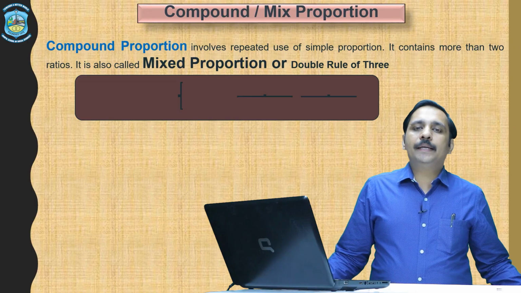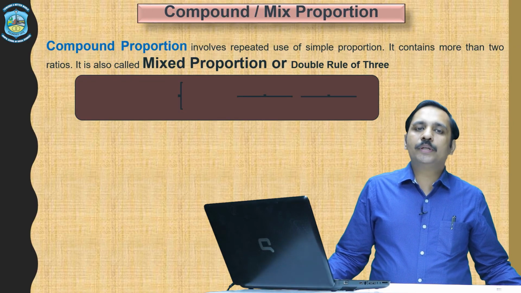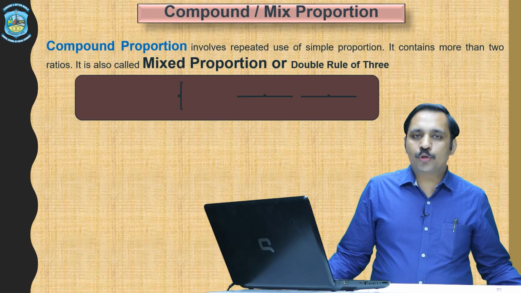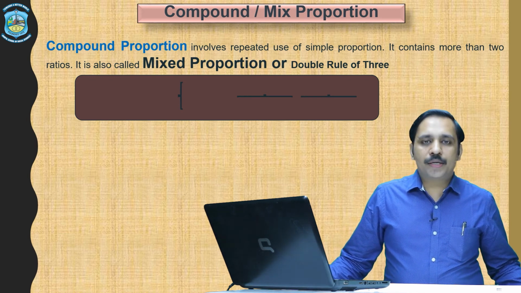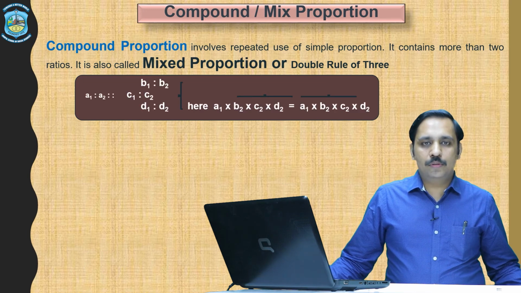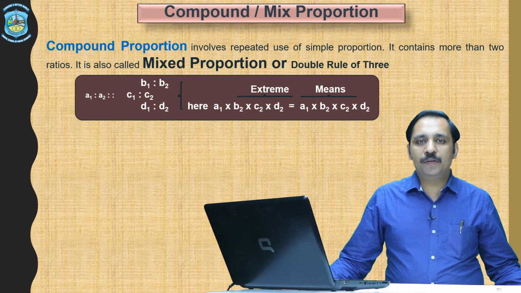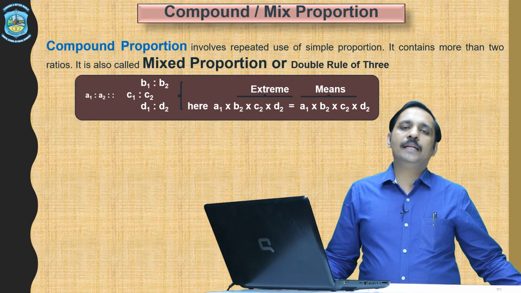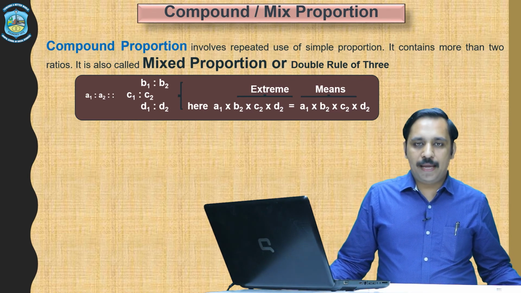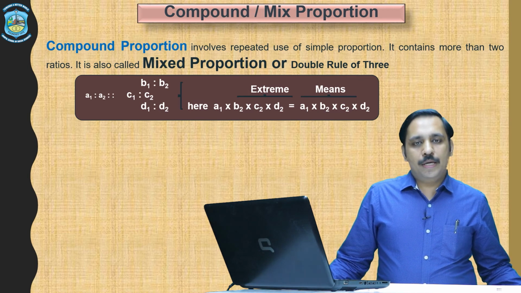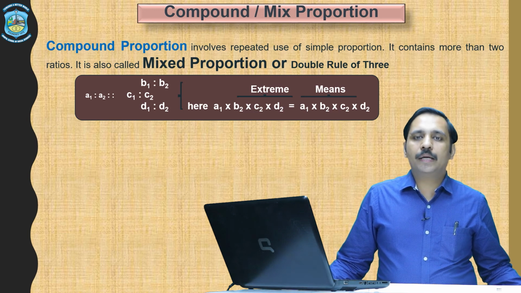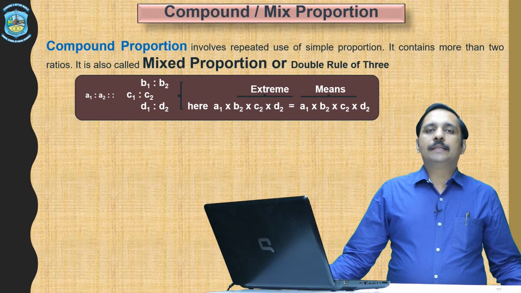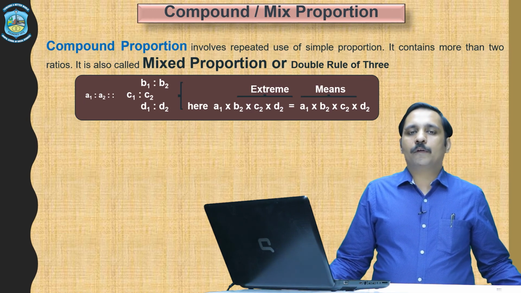Now the most important part of proportion, which is compound or mixed proportion. A compound proportion involves repeated use of simple proportion. It contains more than 2 ratios. It is also called mixed proportion or the double rule of 3. Here the quantities to be found out are A1 is to A2. It is proportional to other quantities like B1 is to B2, C1 is to C2 and D1 is to D2. On solving, we have A1 into B2 into C2 into D2 equal to A2 into B1 into C1 into D1. That means the product of extreme terms is equal to the product of mean terms.